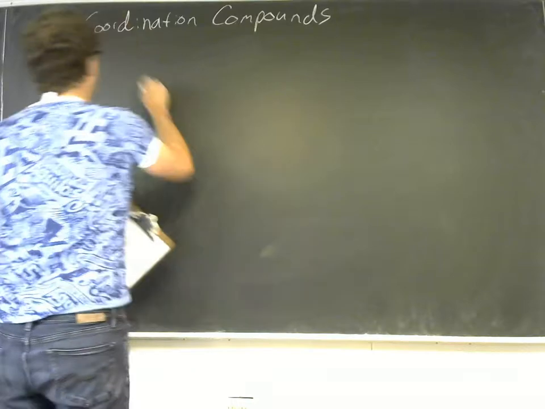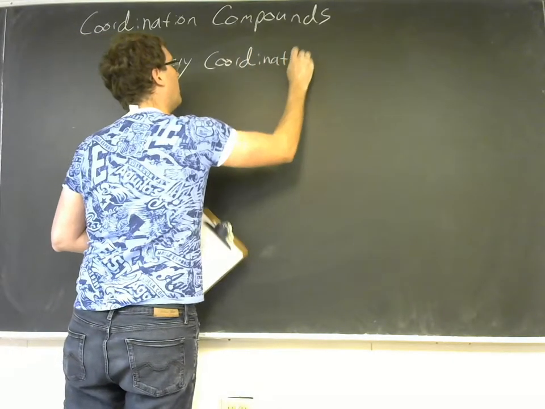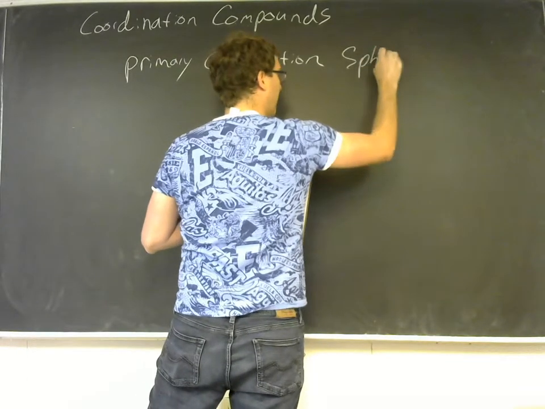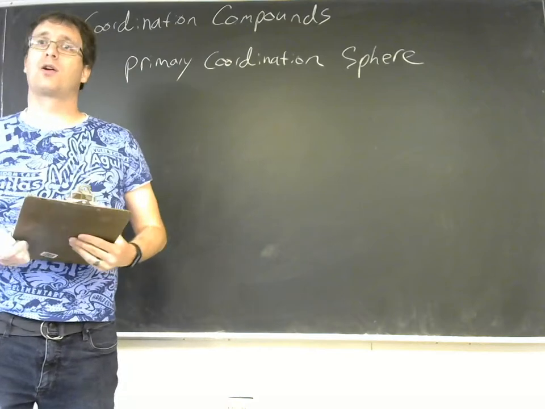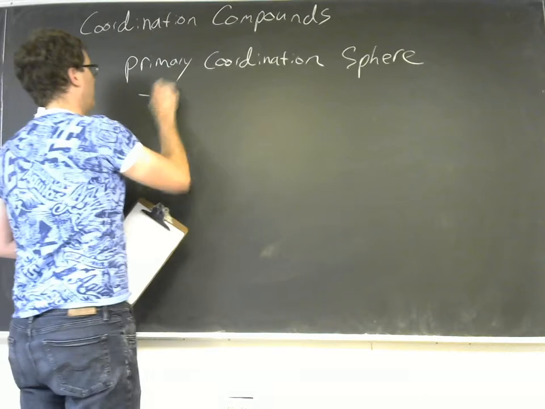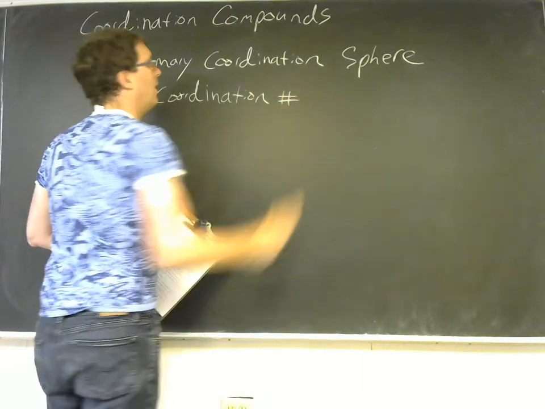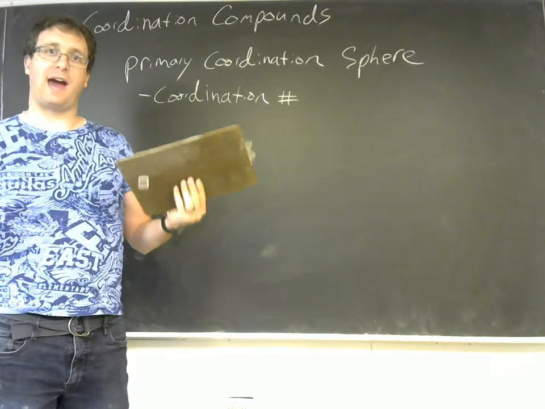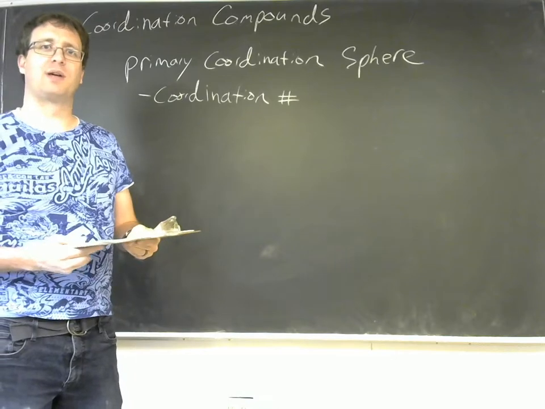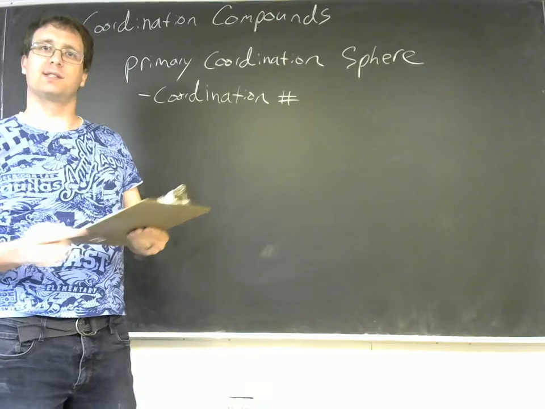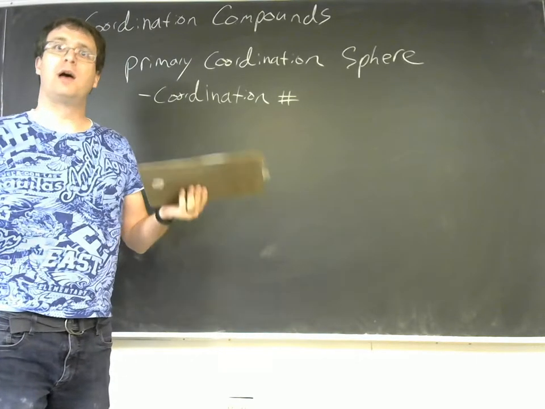So the primary coordination sphere is the ligands which are actually covalently bonded with the metal cation. And the coordination number is the number of atoms which are forming new bonds with the metal cation. That's not necessarily equivalent to the number of ligands. We'll get into that in a moment. Oftentimes it's the number of ligands, but more precisely it's the number of new atoms which are bonding to the metal cation. So that coordination number will often be 2, 4, or 6.